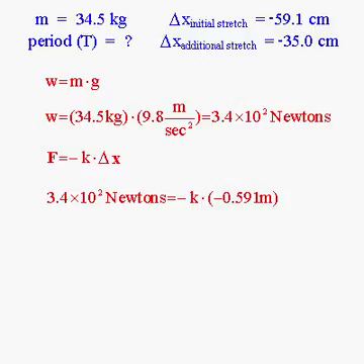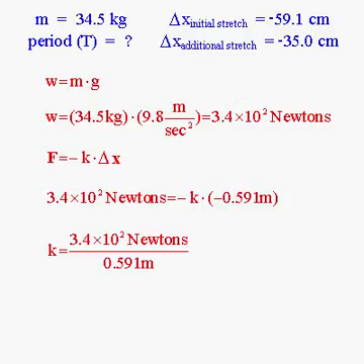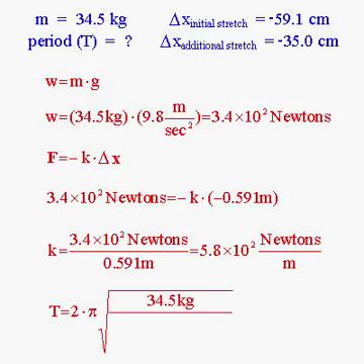Okay, now we can find the spring constant. We divide both sides by 0.591 meters, and the spring constant is 5.8 times 10 to the 2 newtons per meter. Now we can use equation 10.1, which says that the period is 2 times pi times the square root of the mass, 34.5 kilograms, over the spring constant, which we just calculated, 5.8 times 10 to the 2 newtons per meter. When we work all of that out, we find that the period is 1.5 seconds.